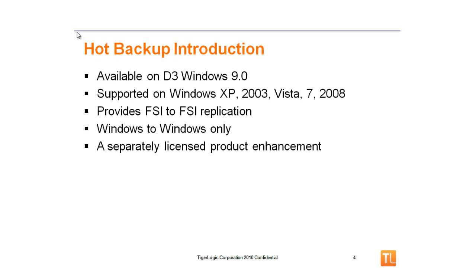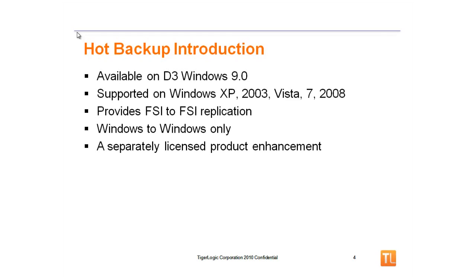D3 Windows Hot Backup, as I mentioned, is available on 9.0. It's supported on all the Windows platforms that D3 is supported on, from XP all the way up to 2008. It provides replication of data from the FSI to the FSI. So it's FSI to FSI only. So it's Windows to Windows only.